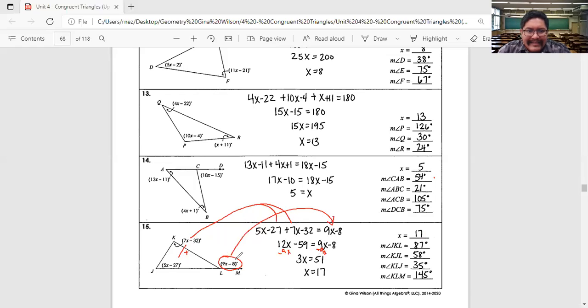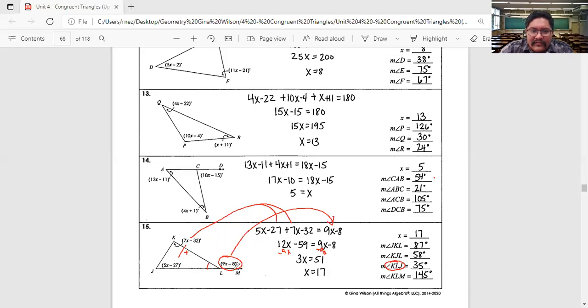Now, the only one that is not plugged in, because I'm looking at this and I notice that one of them is not a plug-in, and that would be this angle right here, KLJ. That one does not have anything to plug into. So how would you know what that is?